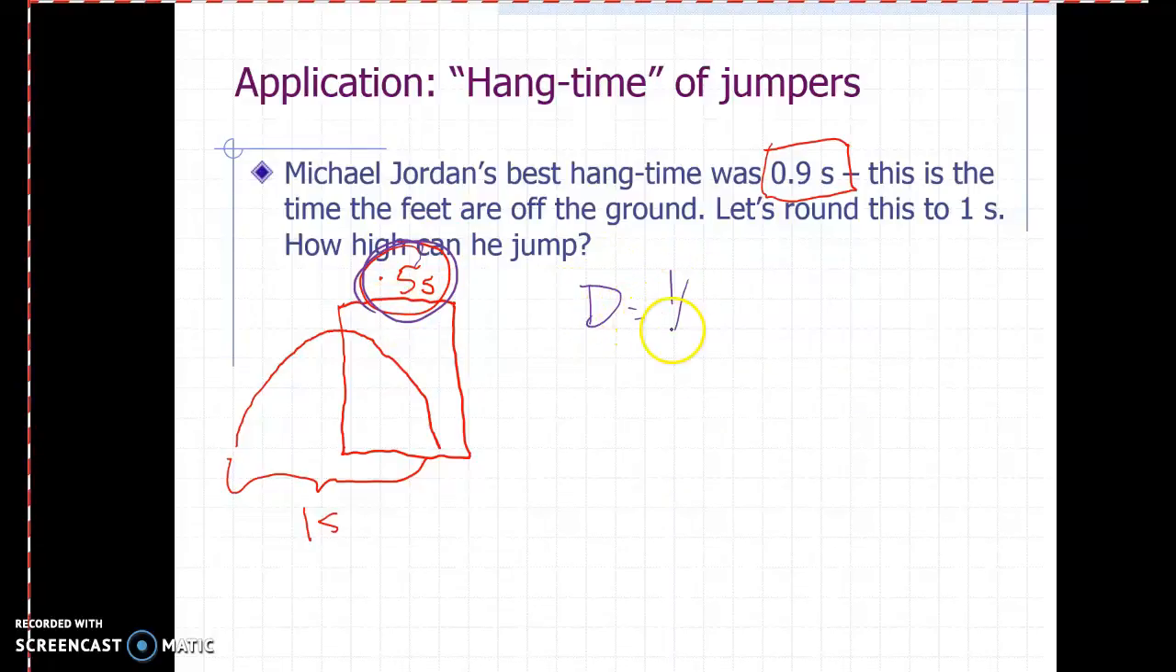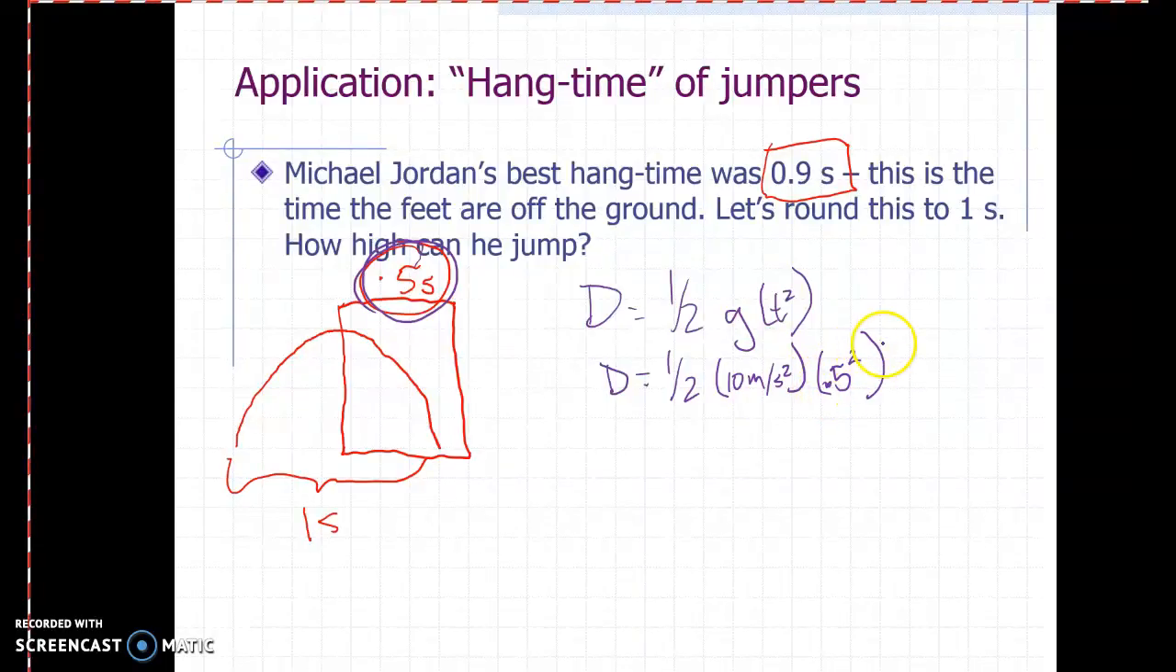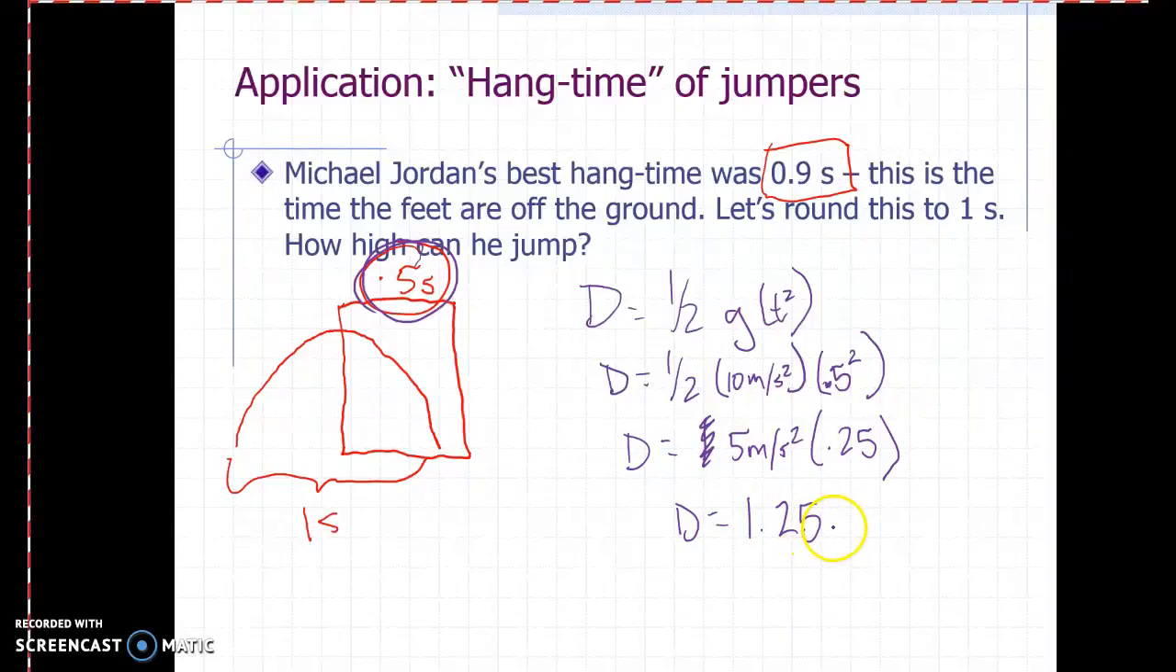Distance is equal to 1/2 gravity times time squared. Let's plug and chug our numbers. 1/2 times 10 meters per second squared times 0.5 squared. So keep showing your work. That's actually 5 meters per second squared times 0.25. All right, and now you have D equals 1.25 meters. That is the math that we do.